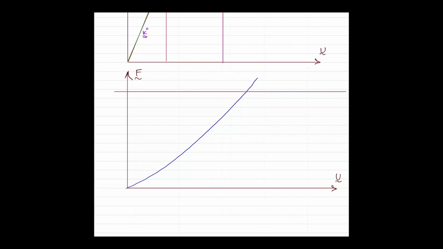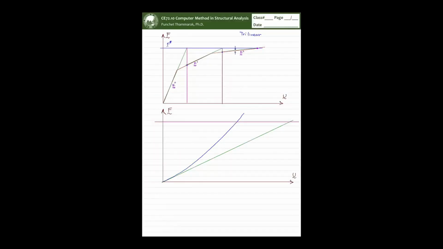So first, you solve this problem. Wait. The picture has to be bigger. Maybe I use this one.